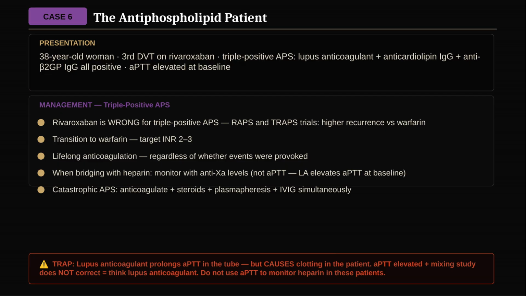The trap: the aPTT is elevated at baseline due to lupus anticoagulant, making heparin monitoring by aPTT unreliable. Use anti-Xa levels or chromogenic heparin assays when bridging this patient.